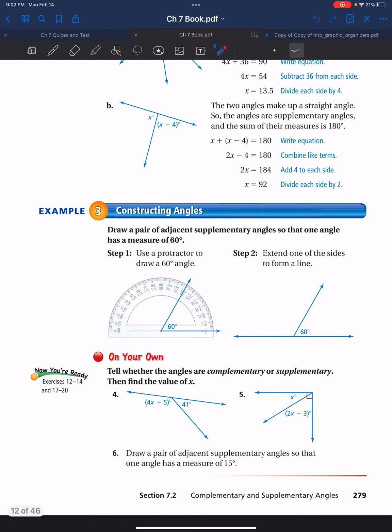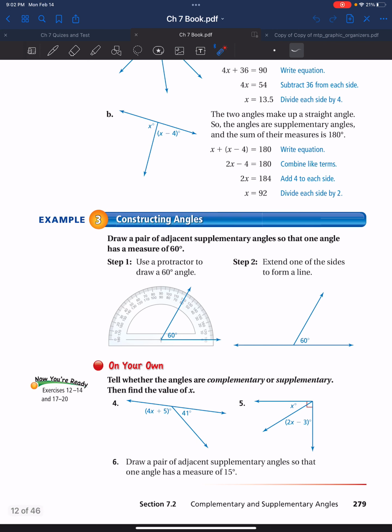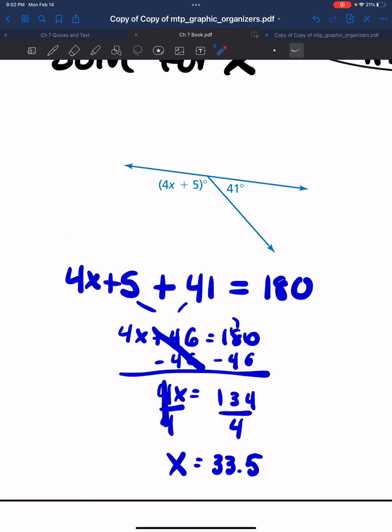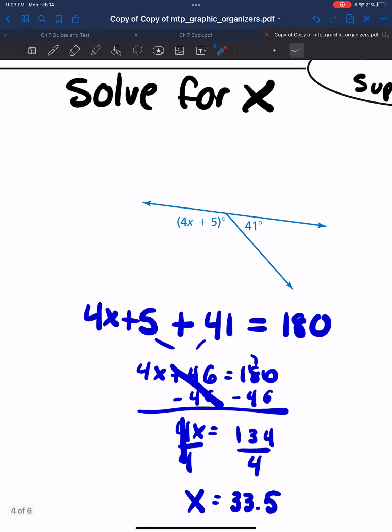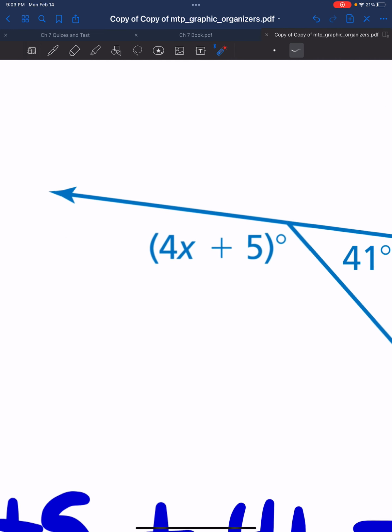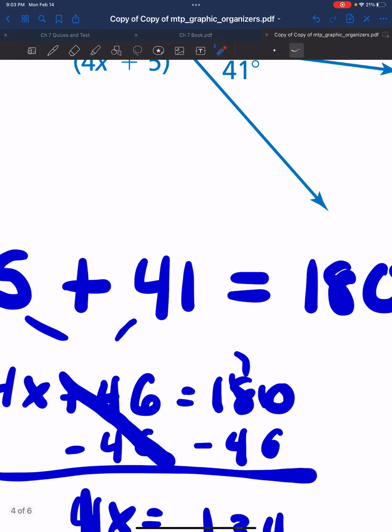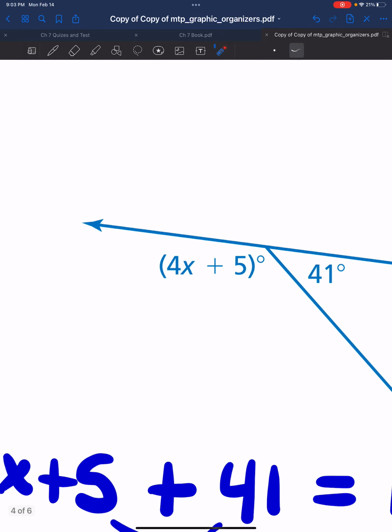Tell whether the angles are complementary or supplementary, then find the value of x. Here's where my dilemma is right now. If x was 33.5, 33.5 times 4, oh, that'll make a whole number, won't it? Alexa, what is 33.5 times 4? 33.5 times 4 is 134. 134 plus the 5 is 139.